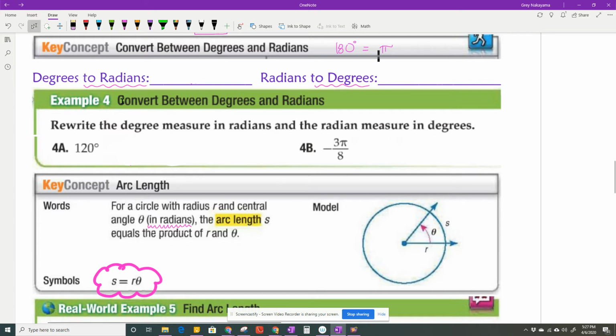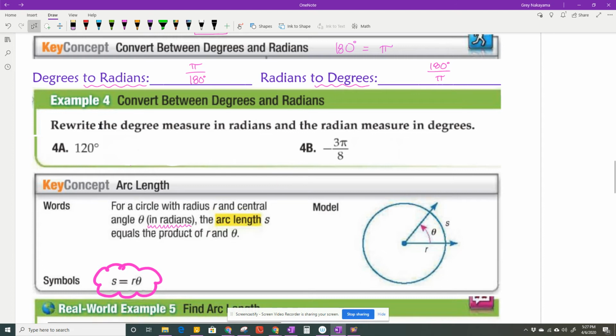Now, what you want to remember is whatever you're going to needs to be on top. So if I'm going to radians, I'm going to have radians on top. If I'm going to degrees, I'm going to have degrees on top. That's what I'm going to multiply by to change an angle. It's kind of like if you're changing from inches to feet, then I want inches on top. I want 12 inches on top and 1 foot on the bottom.